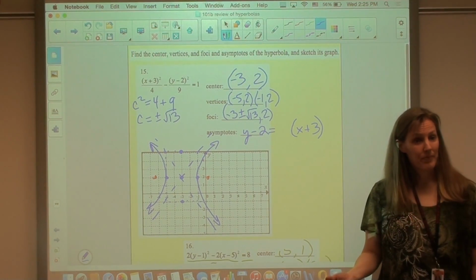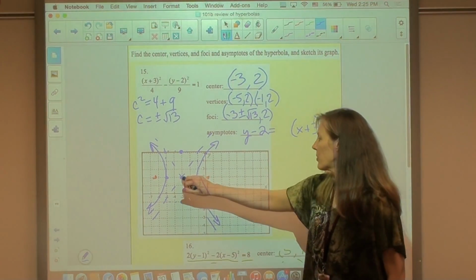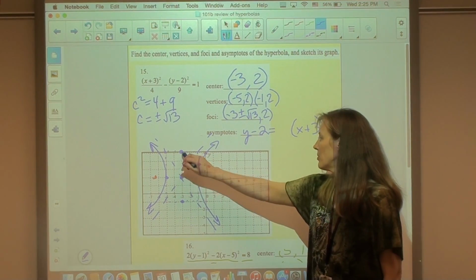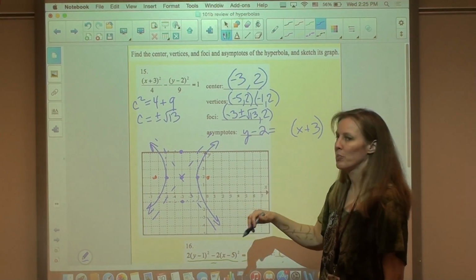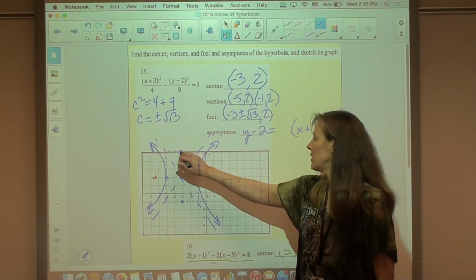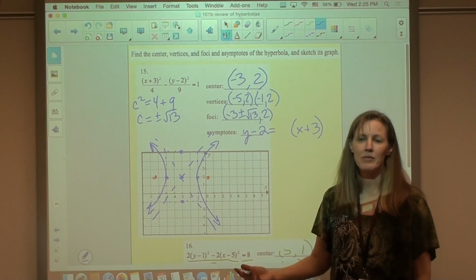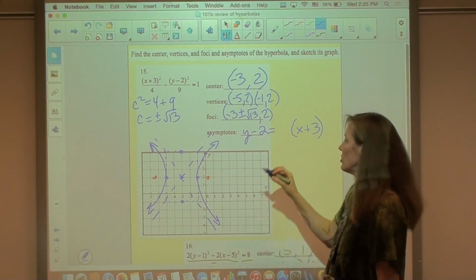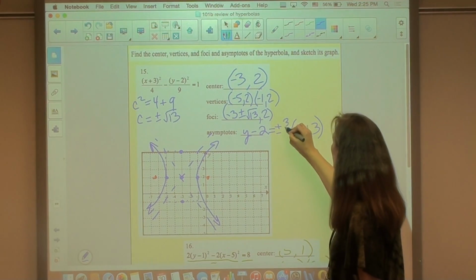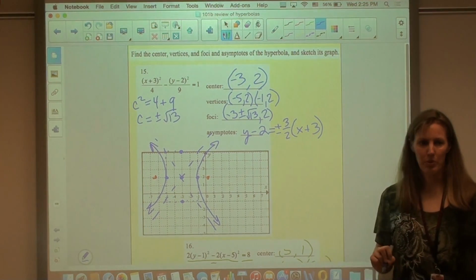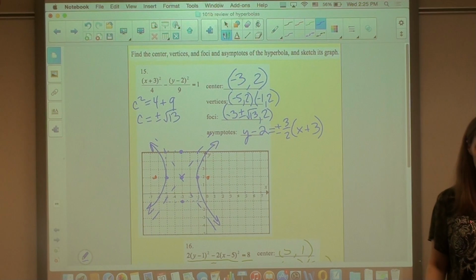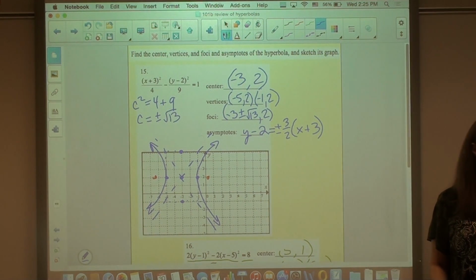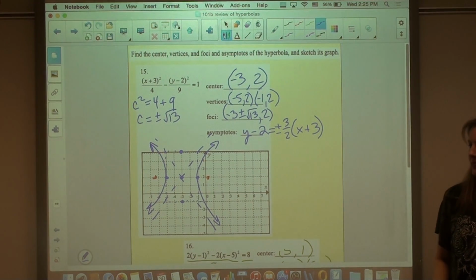Now we need the slope. So I just go from the center to the corner of the little box. So I went up 3 over 2. My slope is 3/2. Up 3, back 2. My slope is -3/2. The slopes will always be equal with opposite signs. So you can just put plus or minus 3/2 for your slope. And then you have both equations, right? Does that make sense?